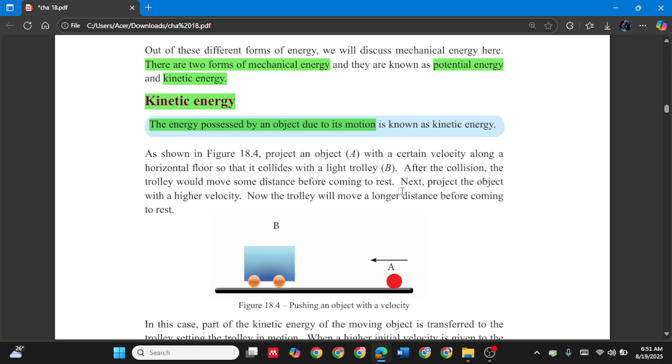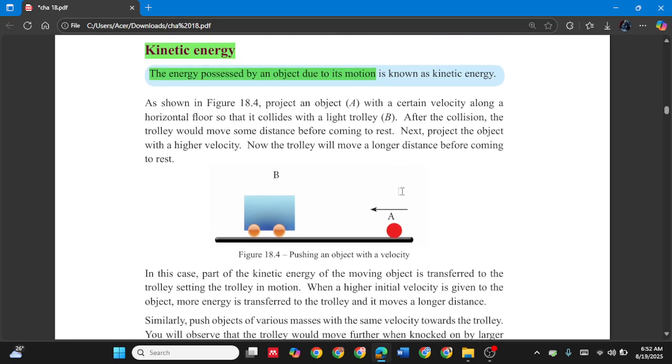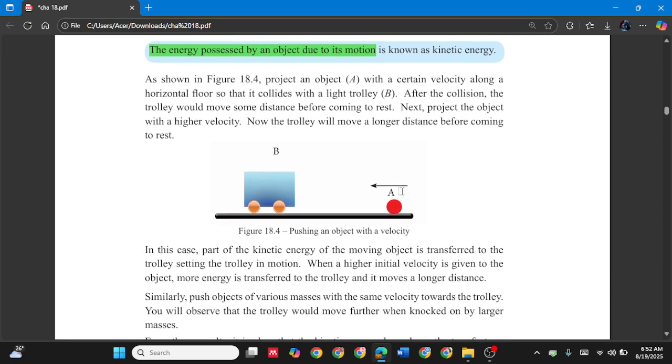As shown in figure 18.4, project an object A with a certain velocity along a horizontal floor so that it collides with a light trolley B. After the collision, the trolley would move some distance before coming to rest. Next, project the object with a higher velocity. Now the trolley will move a longer distance before coming to rest. In this case, part of the kinetic energy of the moving object is transferred to the trolley, setting the trolley in motion.